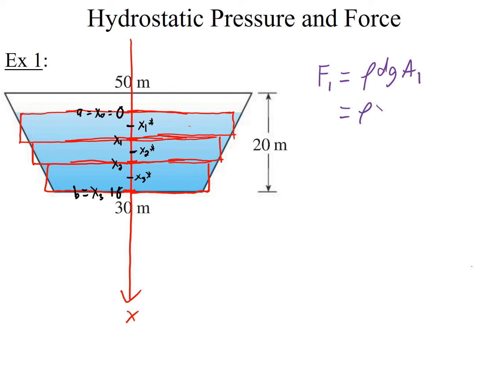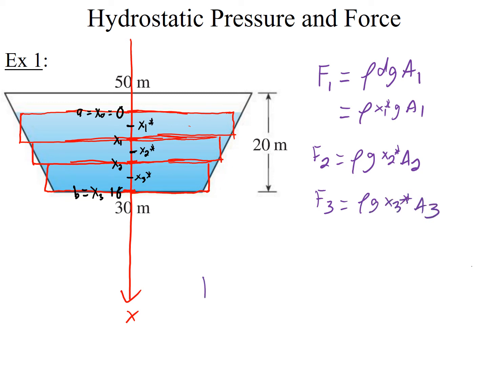Well, you could do this for each one. The force on the second rectangle is going to be rho, I'm going to put the g first, rho g, and then the depth would be x2, sorry, I meant to put x1 star here. So x2 star here, and area of rectangle 2. The force on the third rectangle would be rho g x3 star A3, and you'd add all these up. So the total force would be the sum from i equals 1 to 3 of rho g xi star Ai. That would be the total force, but it's an approximation. The total force, if we assume that this is a good approximation, so that'd be the idea there.